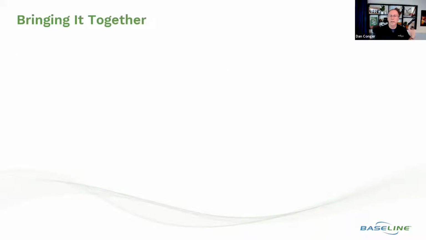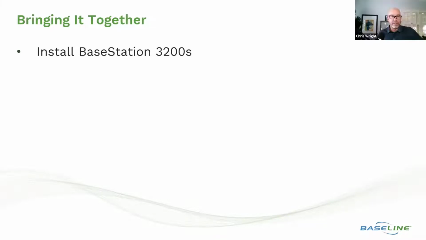So here's how we'd pull it together: we'd install the base station 3200, so all 5 controllers have to be base station 3200s. Do they, Chris? Let's see if I can try. Do they have to all be base station 3200s? Not necessarily. Oh, okay.